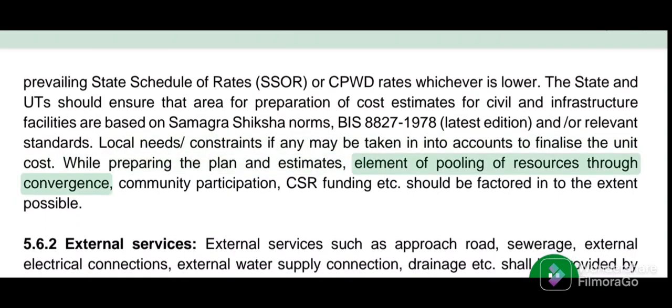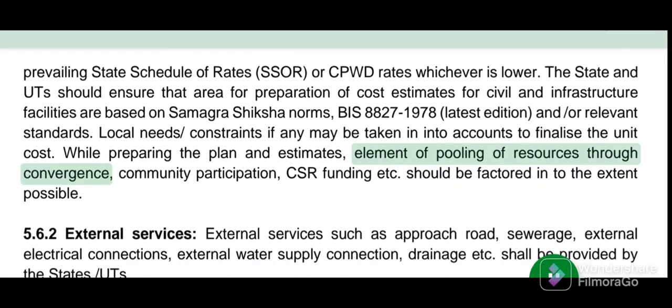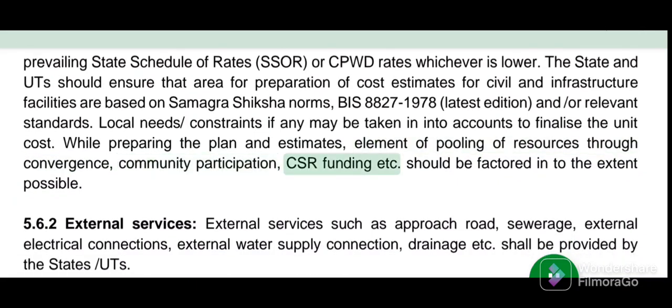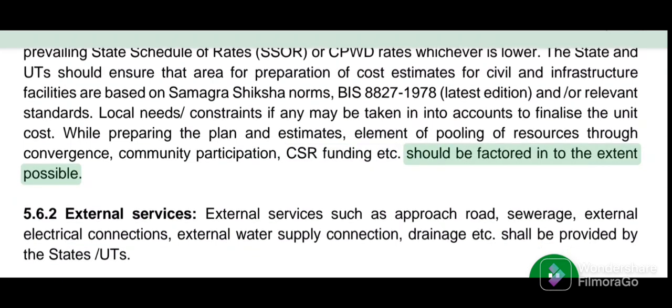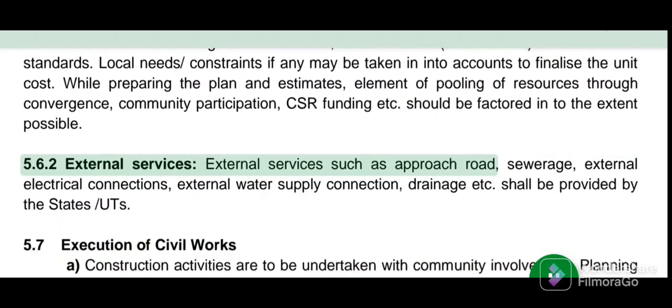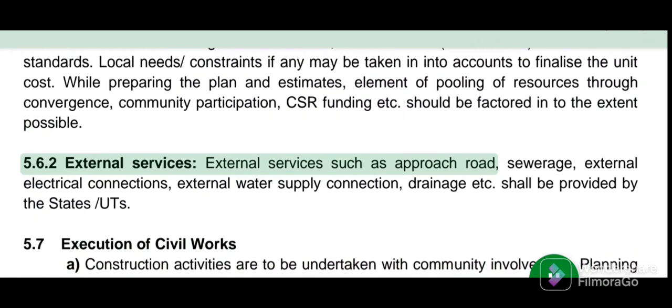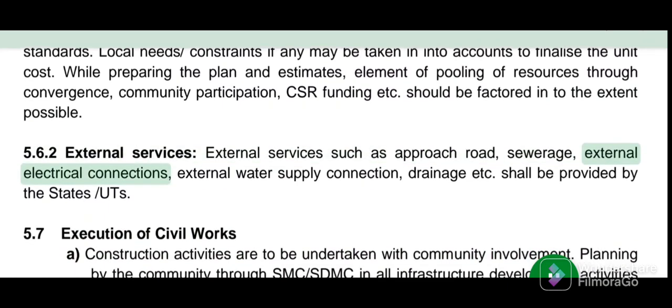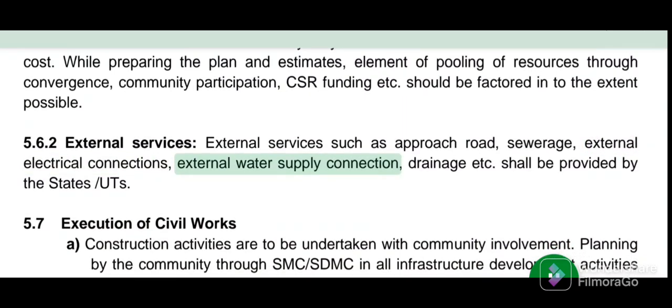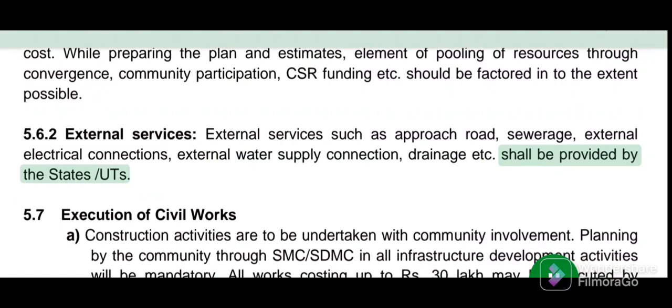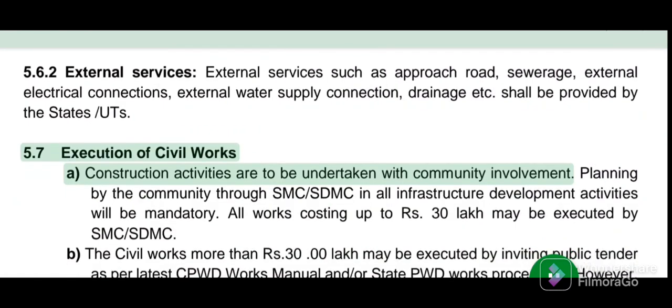While preparing the plan and estimates, the element of pooling of resources through convergence, community participation, CSR funding etc. should be factored in to the extent possible. 5.6.2 External services. External services such as approach road, sewerage, external electrical connections, external water supply connection, drainage etc. shall be provided by the states and UTs. 5.7 Execution of civil works.